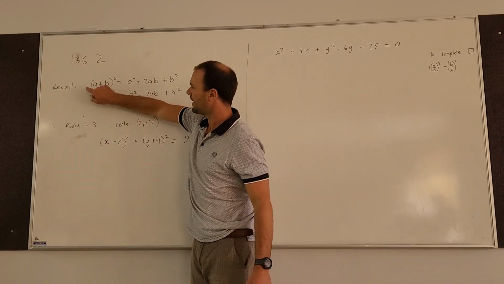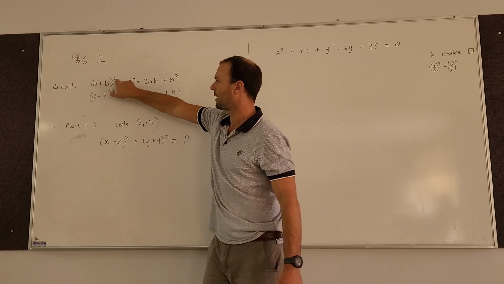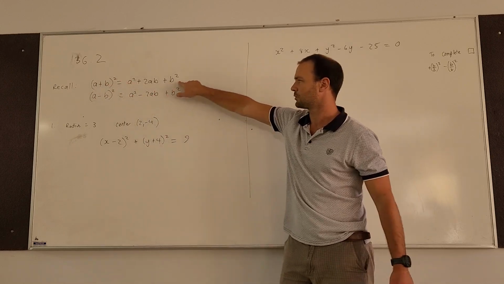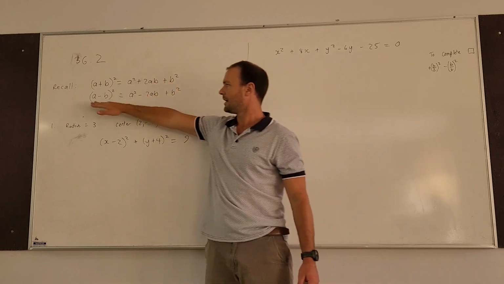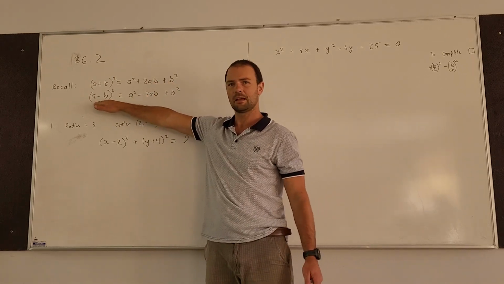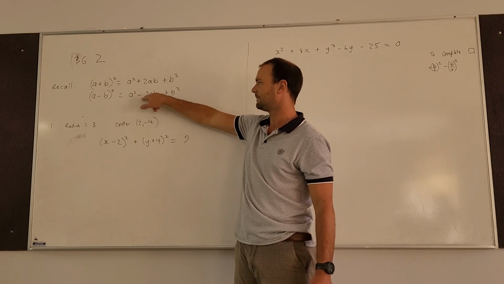So firstly, if we have a plus b in brackets squared, this is what it expands to. A squared plus 2 times a times b plus b squared. And similarly, if we have a take b, it's the same, except we have a negative there.